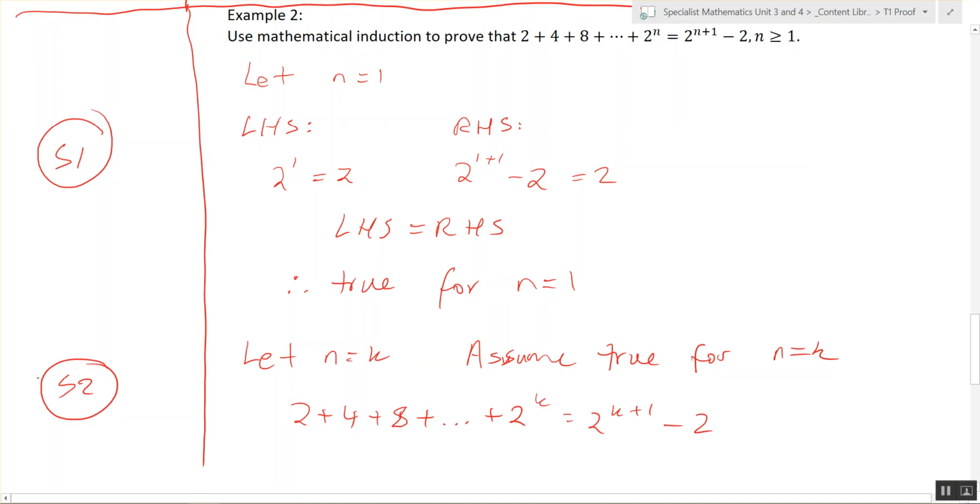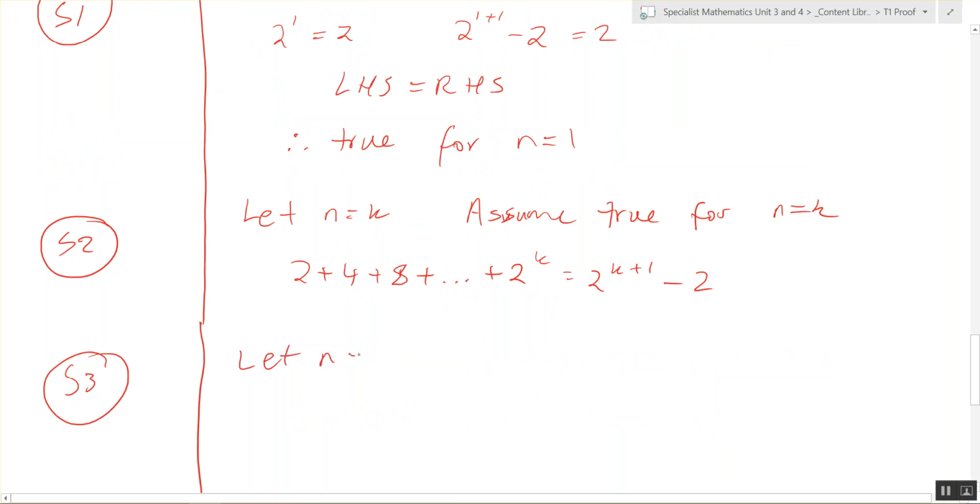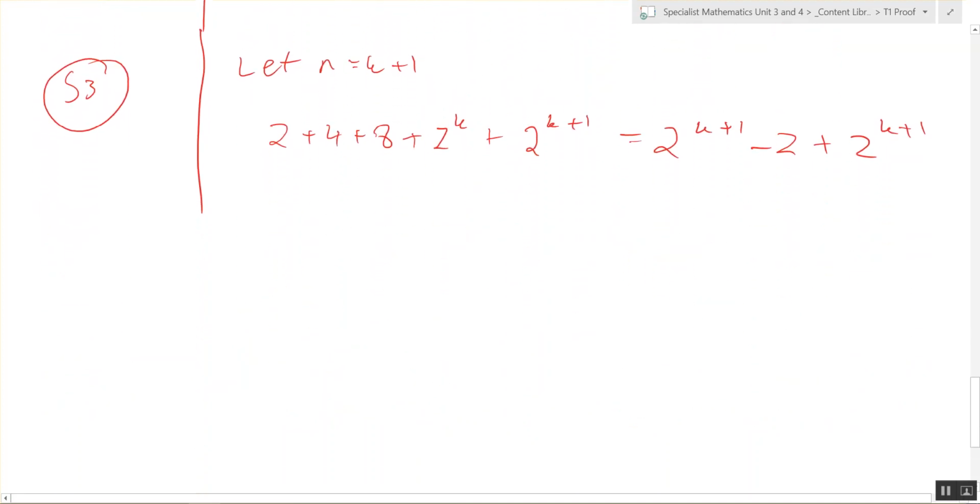Those 2 steps should be really easy marks for you on a complex question on the exam. Okay, so let n equal k plus 1. We're just doing the k bit, and then we're going to add the next bit in the sequence to both sides. Any questions? Right, now we're going to group it together. So we've got 2 times 2 to the k plus 1 minus 2. Does it make sense?